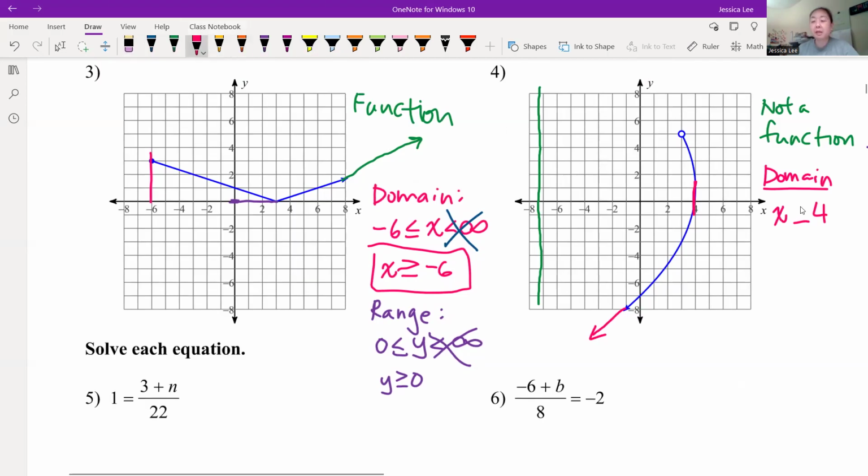And it's going to be x is less than or equal to 4. Ooh, that could have been a big problem. All right, so x is less than or equal to 4. So anything at 4 and less, x can be.